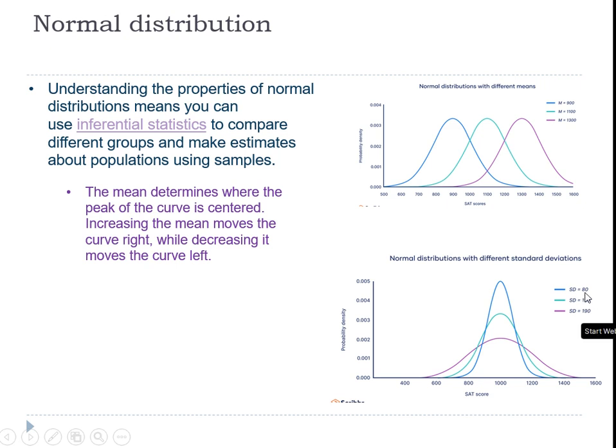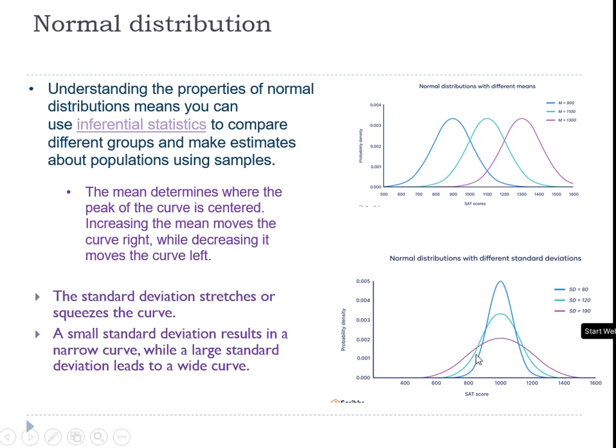You can see that standard deviation 80 will have a taller peak, and it is a narrower bell curve, whereas standard deviation with a value of 190 is a much broader bell curve. As the standard deviation increases, the bell curve stretches, so it results in a wider curve. So this is a comparison of normal distribution with respect to the standard deviation.